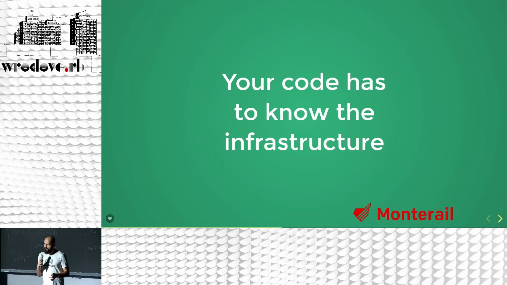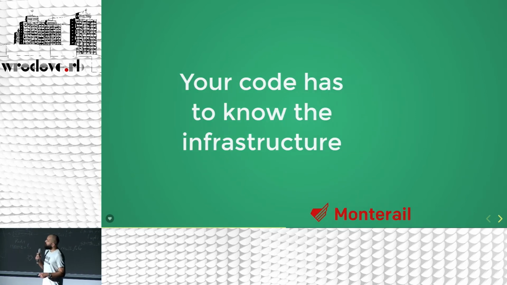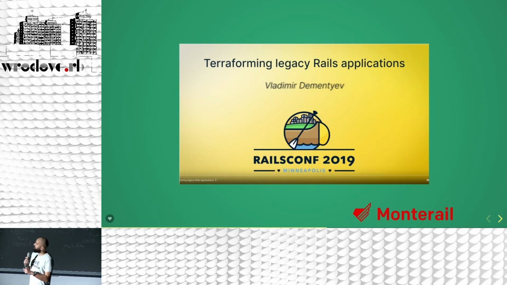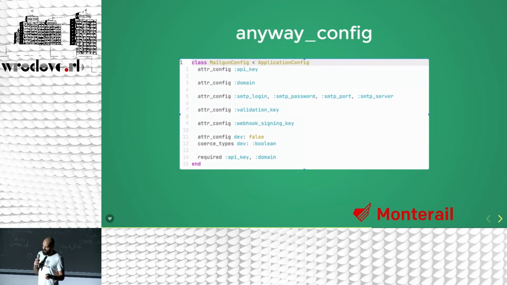So it ends up with the problem that your code has to know the infrastructure. Infrastructure leaks into your code base, but you can do better. And I really encourage you to watch this presentation that introduces, for example, the anyway_config library that takes this approach completely differently, from a different perspective. So instead of knowing where is your configuration, you provide classes for how you would like to configure your application with some specific keys, and that's all.